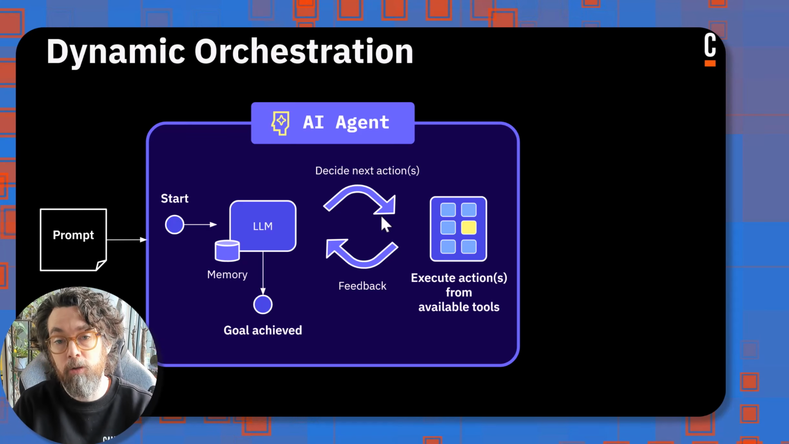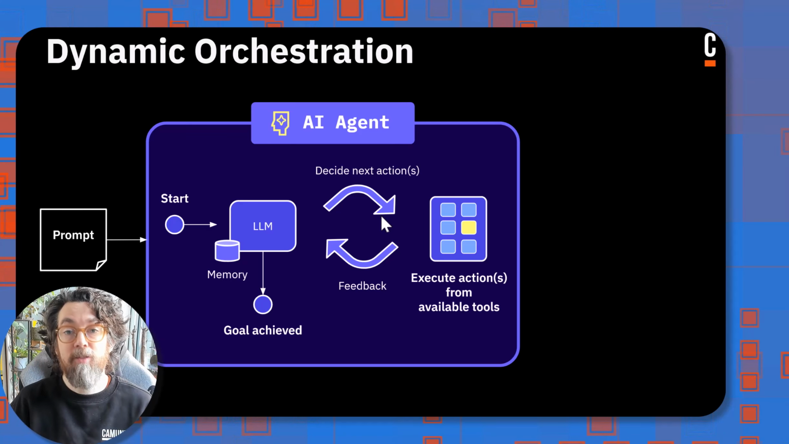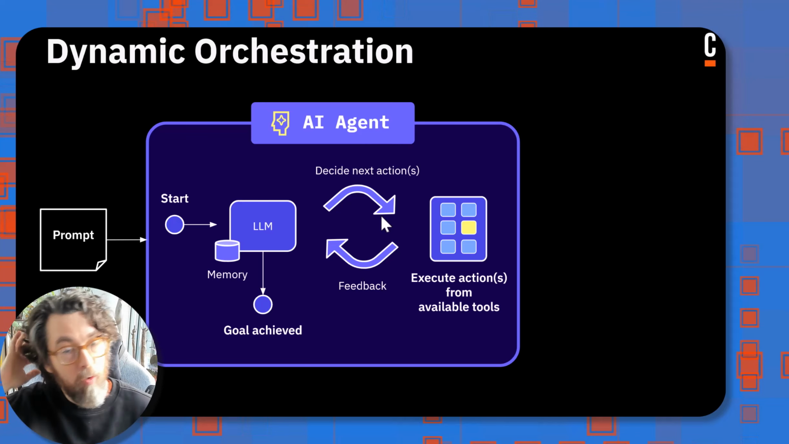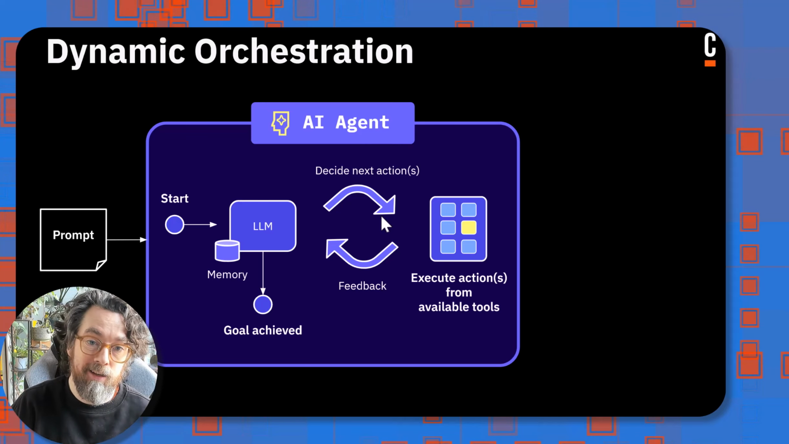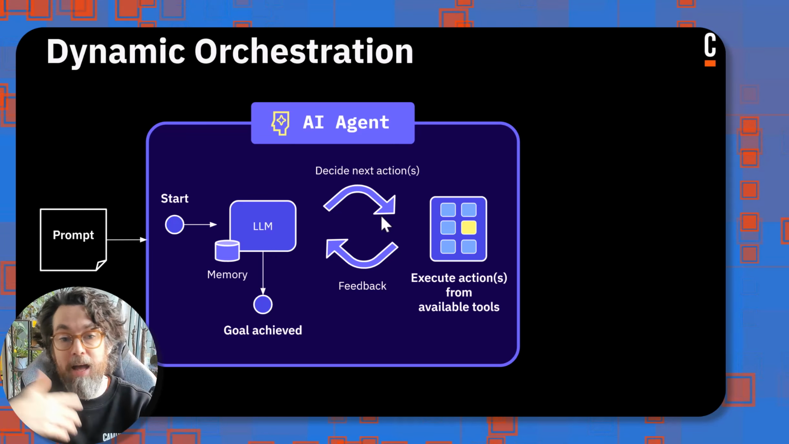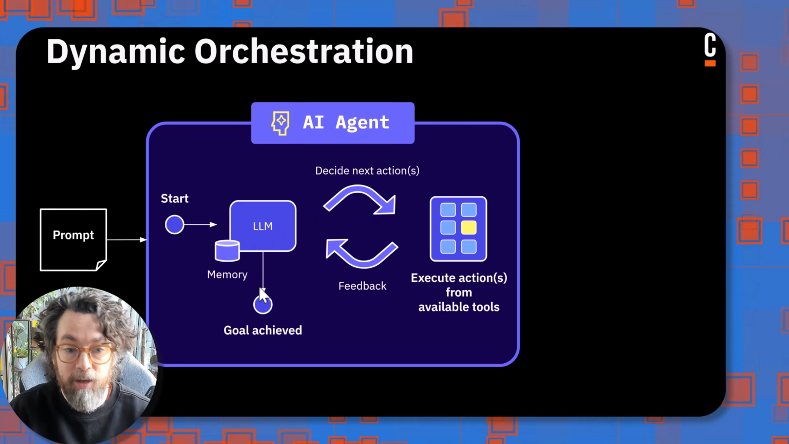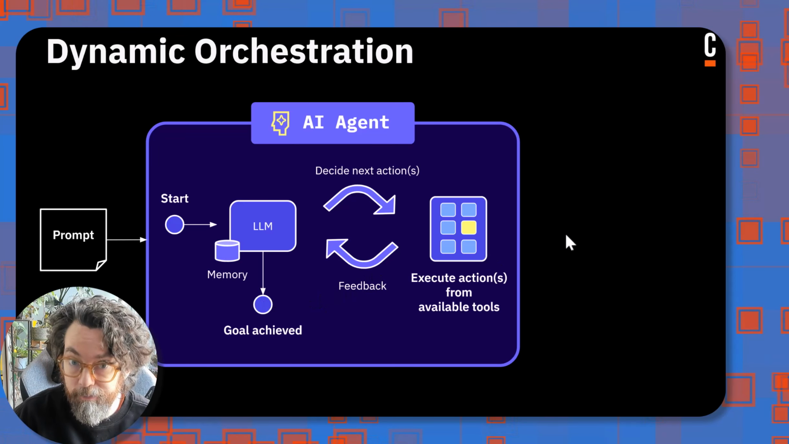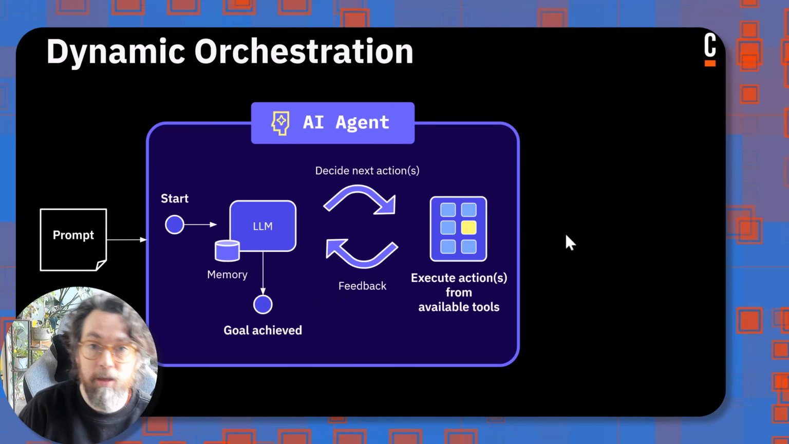As each tool or each task finishes, it then asks the LLM, hey, you wanted me to run this tool for you. I did. Here's the response. What do you want to do next? And then you would actually loop back until the agent has decided that its goal has been completed. And that's how we build agents in Camunda.